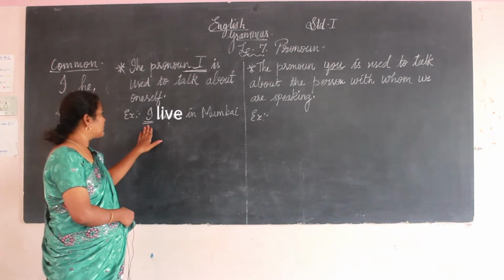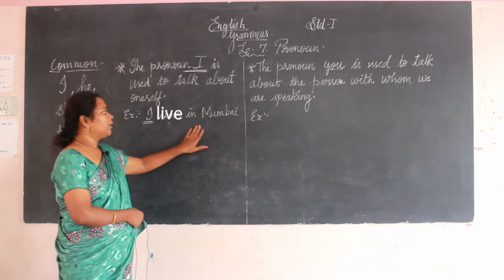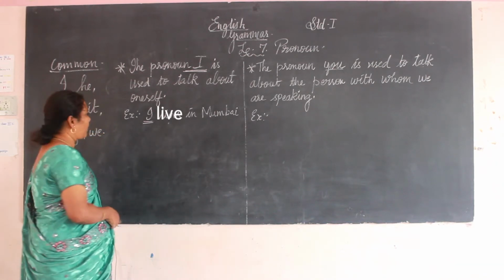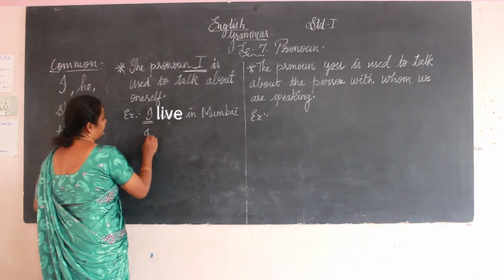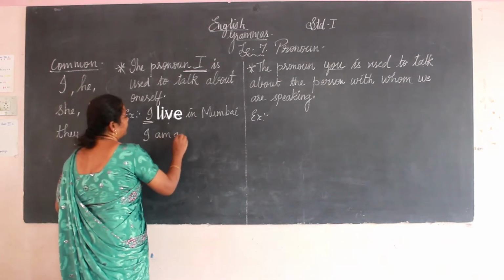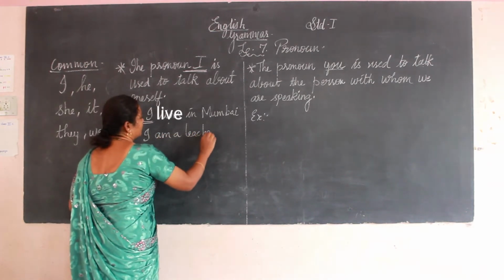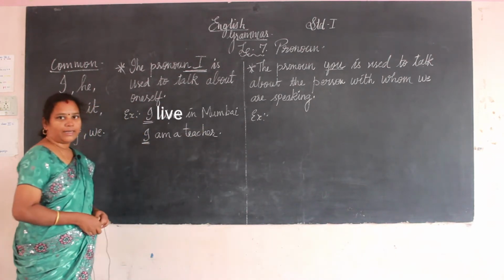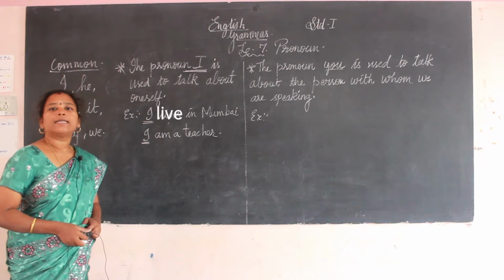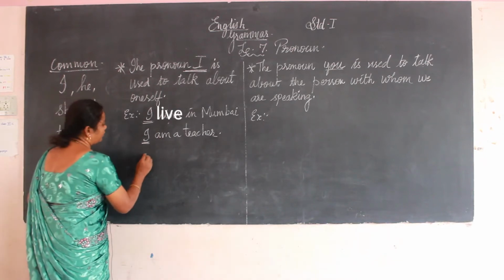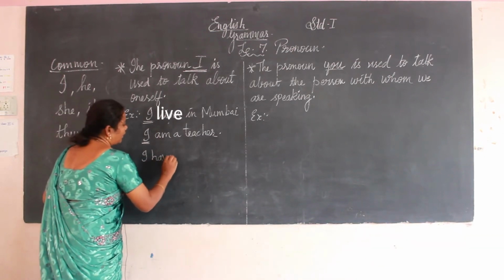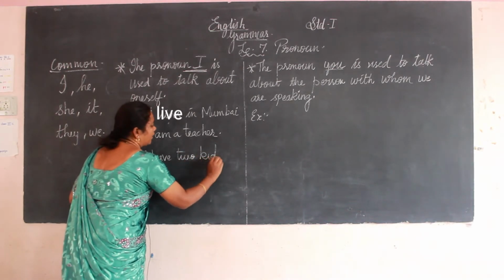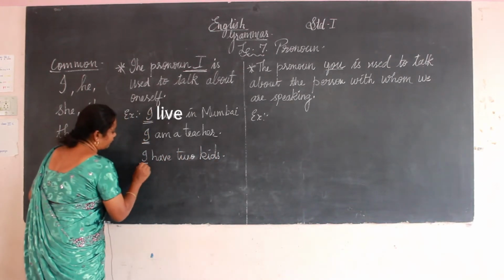So what is the first example I have written is I live in Mumbai. நான் என்னை பற்றி சொல்கிறேன். I live in Mumbai. I am a teacher. So I am a teacher. நான் என்னதான் இருக்கேன்? நான் என்னை பற்றி சொல்கிறேன். So I am a teacher. I have 2 kids. So என்னை பற்றி I am writing. Okay, I have 2 kids.